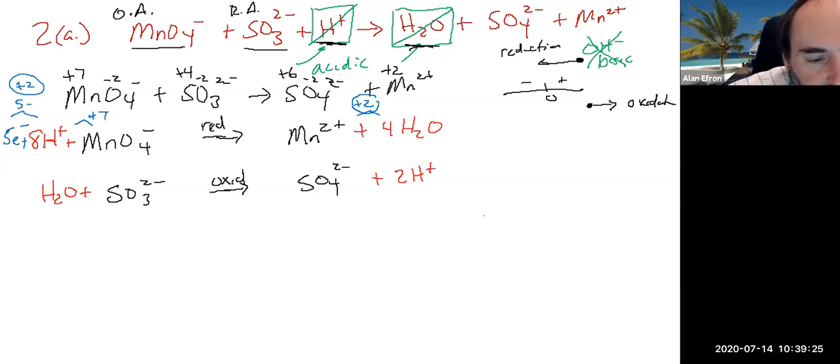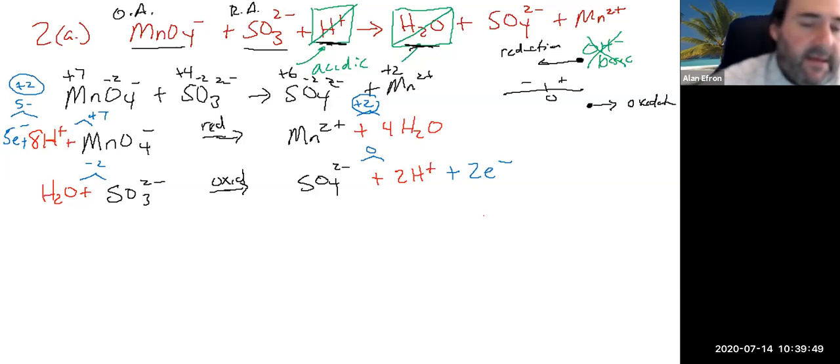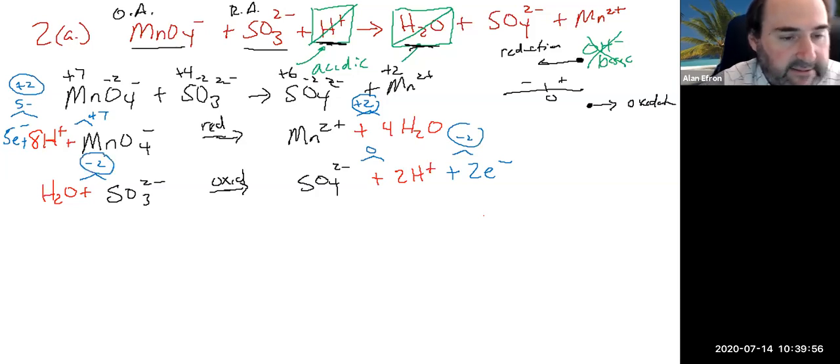Now on the bottom, overall charge on the bottom is 0 for the water, minus 2 for the sulfite, minus 2. Overall charge on the right-hand side, minus 2 from the sulfate, and plus 2 from the H+, that is 0. That means that to balance it out, I need to add 2 electrons to the bottom side. That now gives me minus 2 here and minus 2 here, and we are balanced. Any questions on that so far?